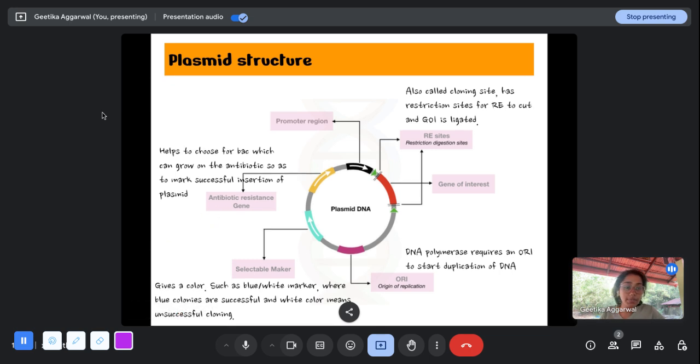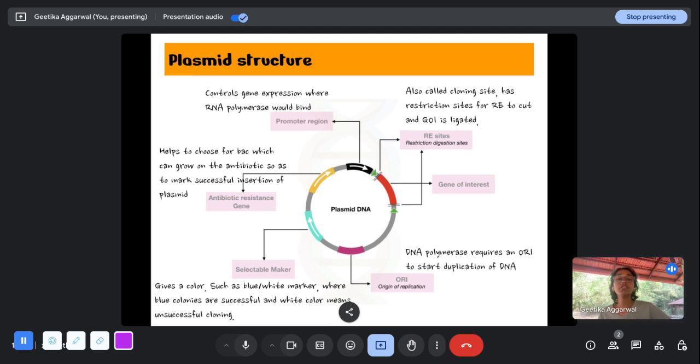They can grow on the antibiotic plate only if they have the antibiotic resistance gene. Since this is only present in the plasmid, they will grow only if the plasmid has successfully entered the cell. Promoter region, as we have discussed earlier during transcription, during the central dogma tutorial, controls gene expression where the RNA polymerase would bind. So the promoter region is where the RNA polymerase comes and binds, and it will control the expression of genes, right?